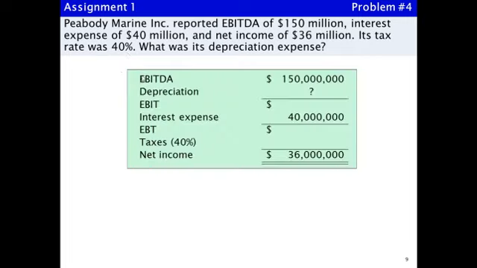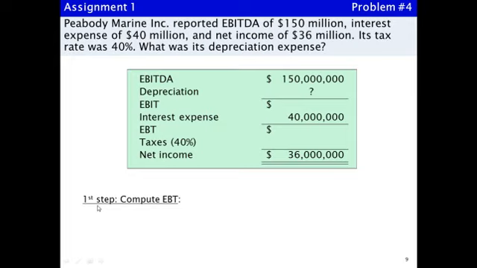Well, very similar problem. But instead of starting with EBIT, we're starting with EBITDA. EBITDA of $150 million had depreciation subtracted to get EBIT, from which we subtract $40 million to get EBT. 40% of that gave us taxes and resulted in $36 million. But it should be pretty clear we've got to do the same process of working backwards up the income statement if we want to figure out depreciation.